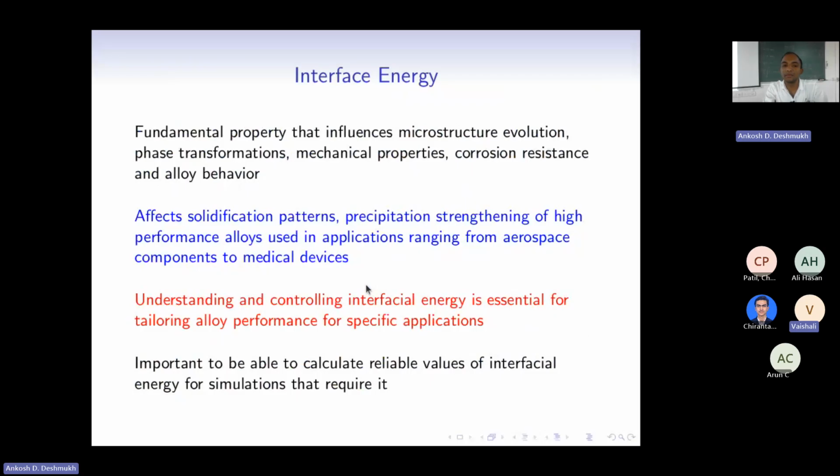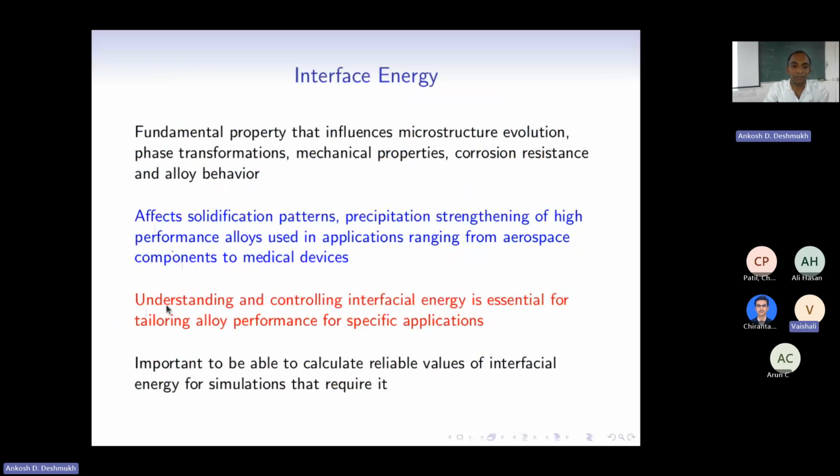So interfacial energy is basically the fundamental property that influences many other properties, that is microstructural evolution, phase transitions, phase transformation, and some mechanical properties, including also corrosion and alloy behaviors. So it affects the solidification patterns, precipitation, strengthening of the high performance alloys, which are used in different applications ranging from aerospace components to medical applications, to making medical devices.